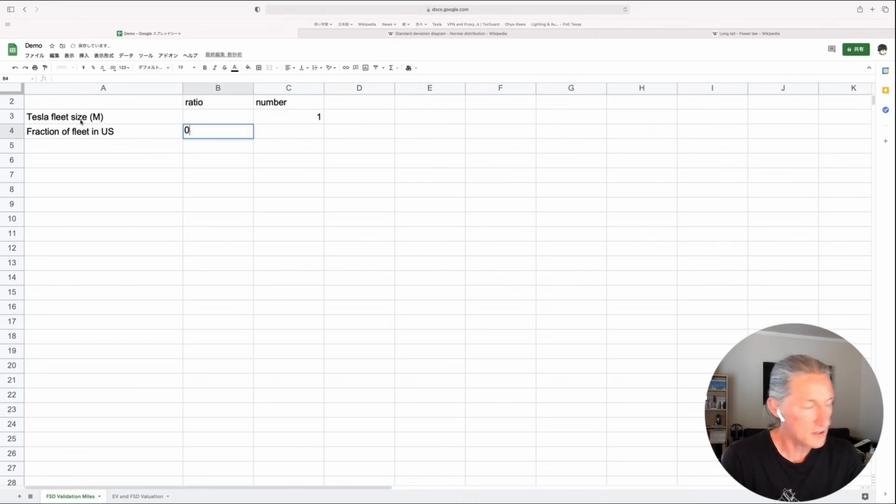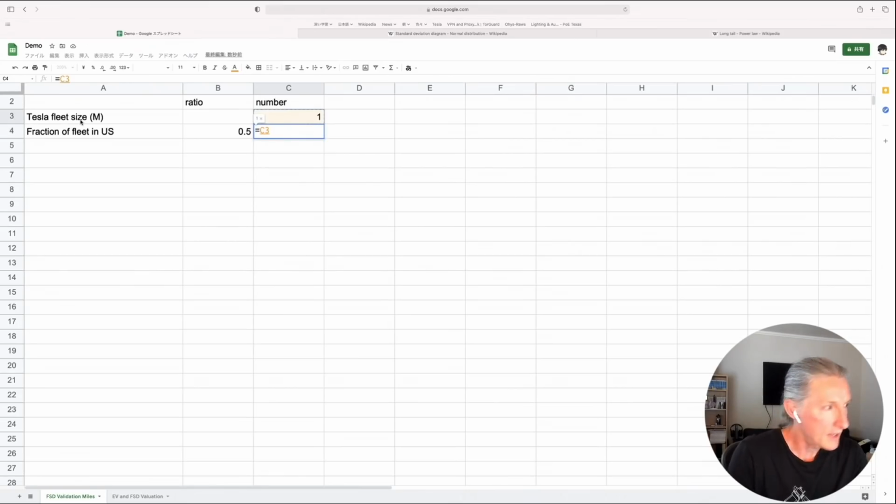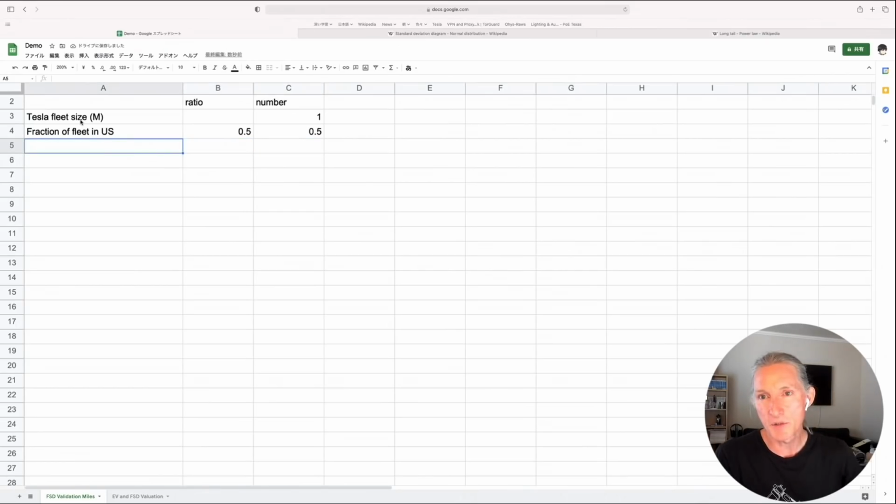Okay, so let's say that's 50%, right? So what we're going to do is just dial ourselves down. Now, the reason I'm doing this as a spreadsheet is so that when we get done, we can go back and adjust these numbers and see how they impact the end result.